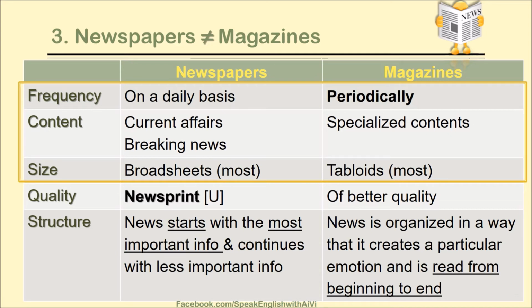In addition to that, as you can easily see, newspapers usually focus on something quite important like current affairs or breaking news, while magazines have a more specific focus of content. For example, there are magazines that put the emphasis on music, other magazines concentrate on sport. Last but not least, most newspapers seem to be broadsheets. They are printed in a larger size than magazines.